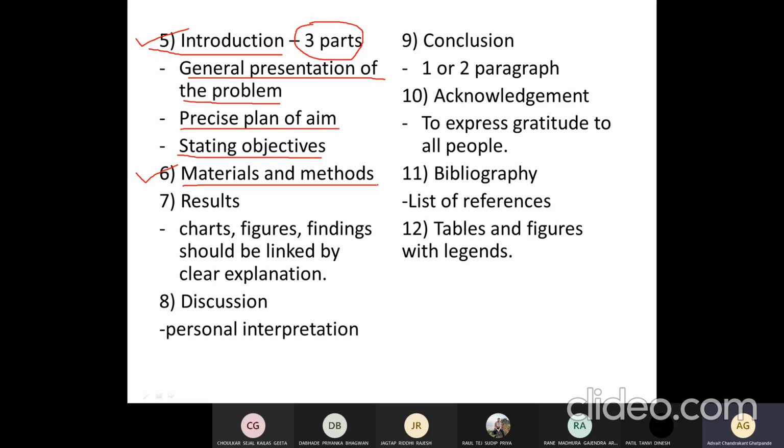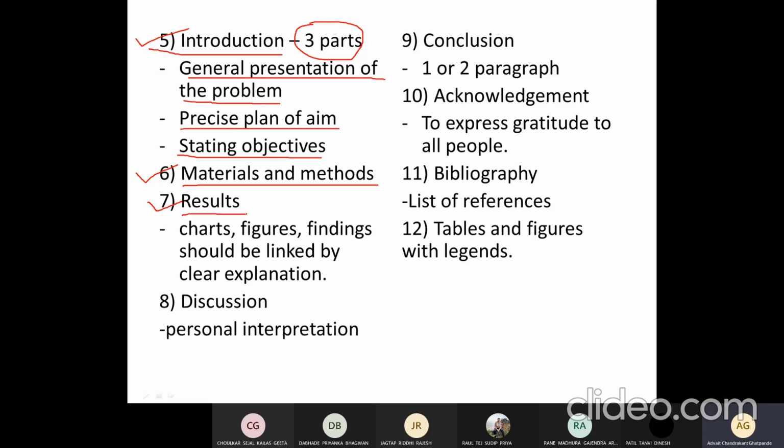Okay, so materials and methods should be written very well, because these are the important part of a research article. Then after materials and methods, the next part is results.